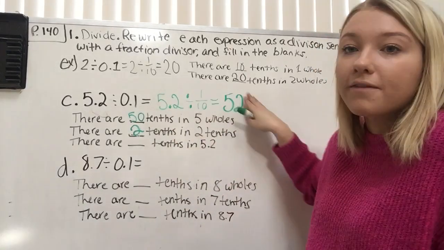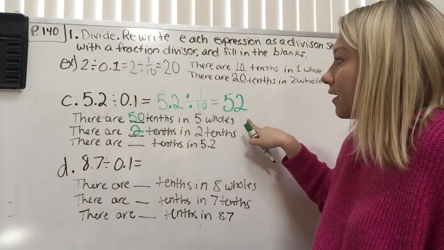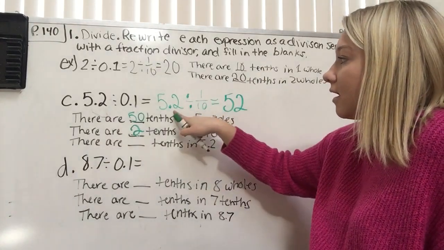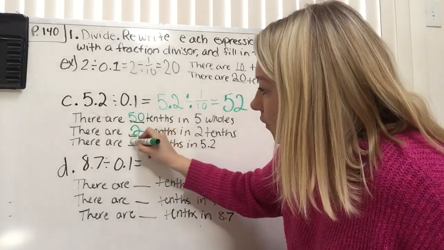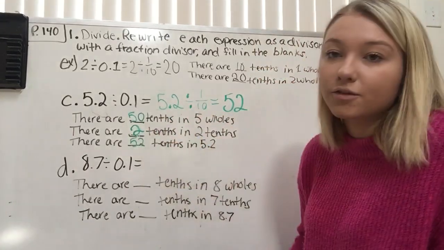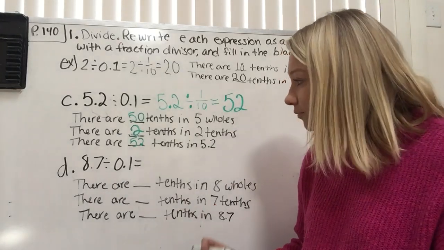Well, we just solved that, right? We said 5.2 divided by 1/10 is, so how many tenths are in 5.2 or 5 2/10? There are 52, okay? So they broke it up into 3 different statements here. All right, let's move on to the next one.